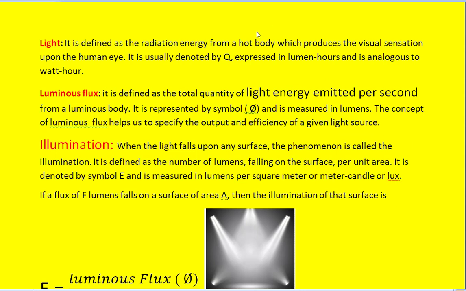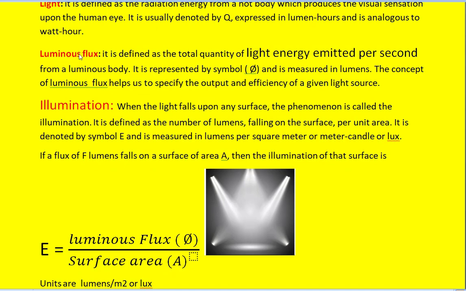So let us see what is light. Light is nothing but the visible light that comes from the hot body. In general, without visible light, we cannot see anything. That is, light means without which we cannot see. Next, luminous flux. It is nothing but the radiating light energy per second from a luminous body is called the luminous flux, and its symbol is phi and its units are in lumens.